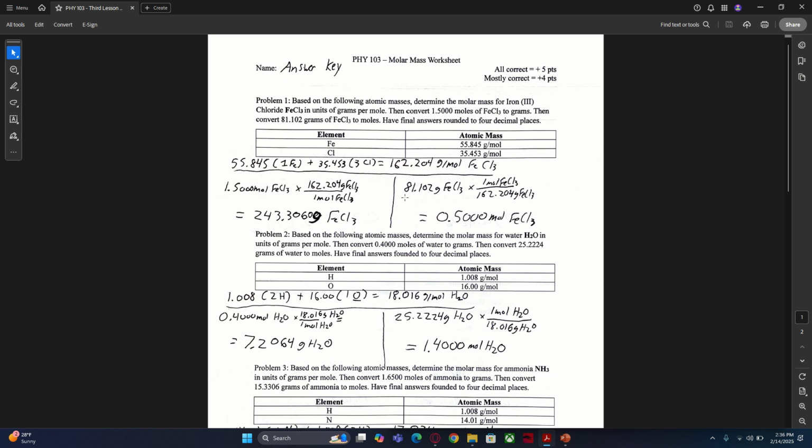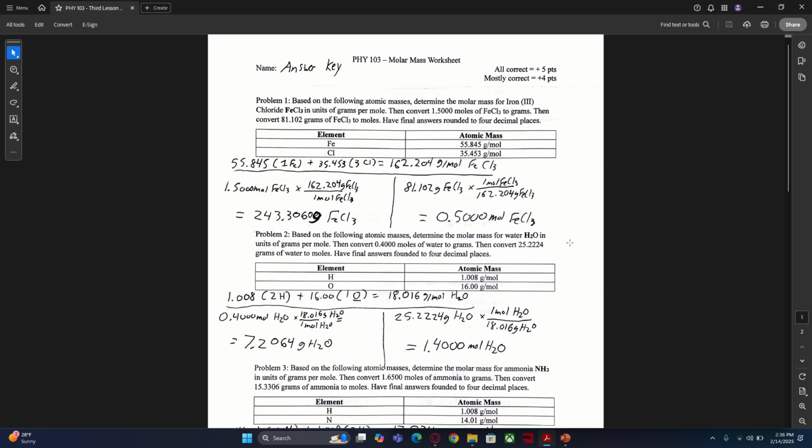In the next scenario, if we're starting with 81.102 grams of iron chloride and we're asked to convert it to the mole system of amounts, well, just multiply by the reciprocal of the molar mass. 81.102 grams times 1 mole divided by 162.204 grams yields 0.5000 moles of iron 3 chloride.